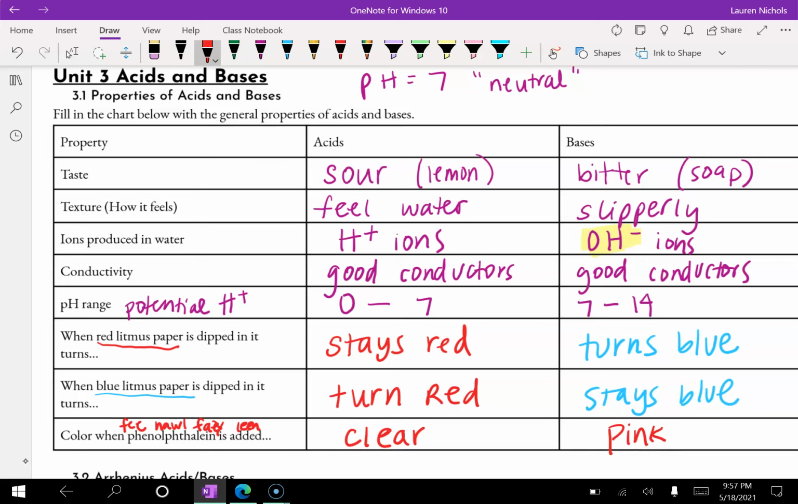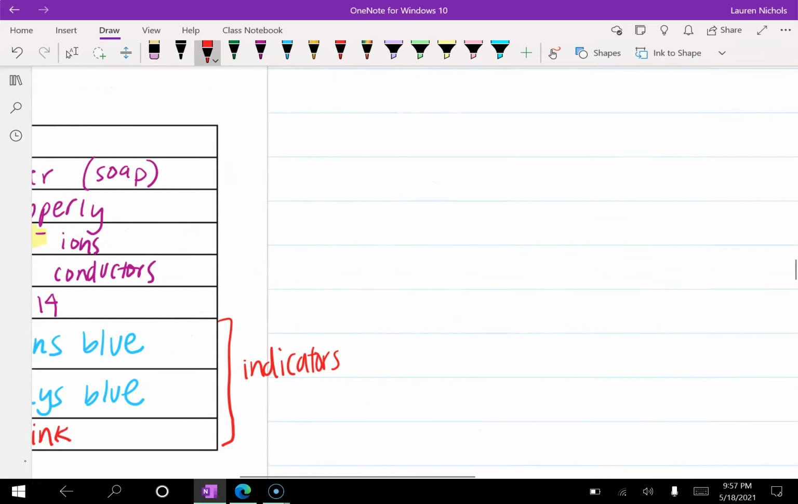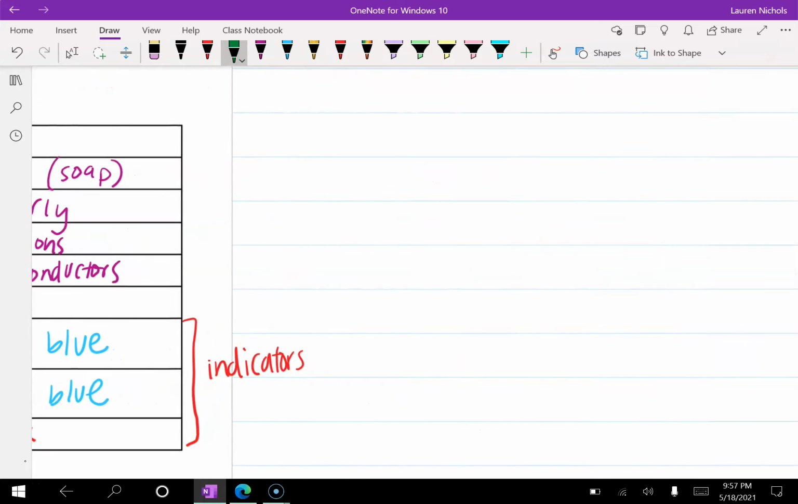Now, these three things, so the litmus paper, the phenolphthalein, these are indicators, okay? They help indicate the pH of whatever it is you're looking at. So, for example, one way that you see this in nature is there are certain flowers. I have them in my yard. This is a horrible picture of them, but they're called hydrangeas.